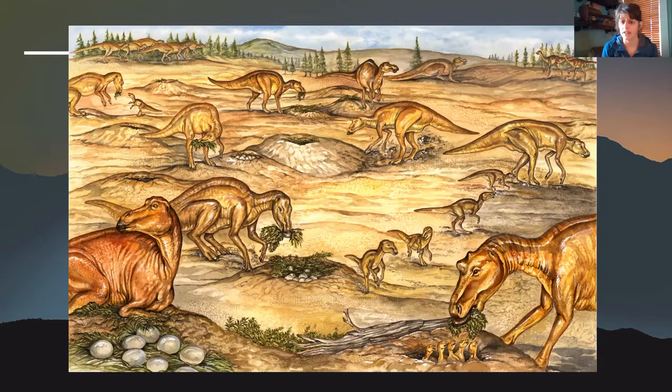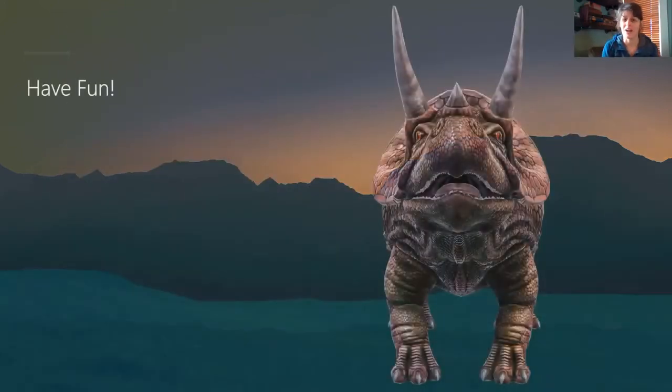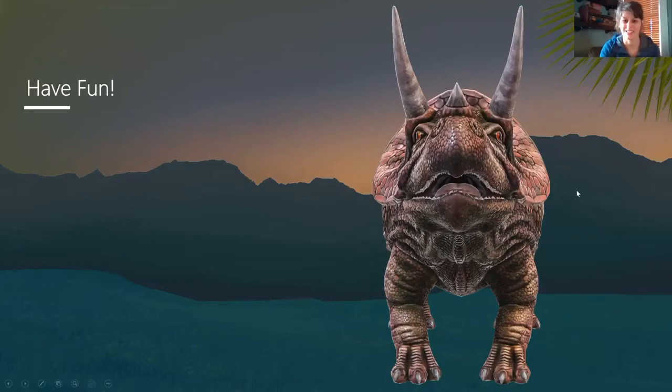They took care of their babies. They sat on their eggs. They incubated them in the same way that chickens do. And once they hatched, they continued to take care of the babies. So there's some interesting facts about dinosaur eggs. You guys have fun making your own versions of dinosaur eggs.